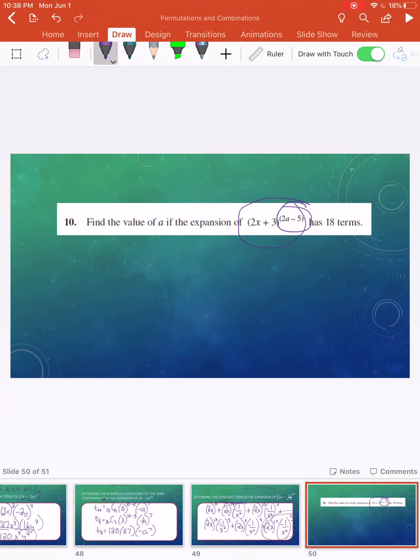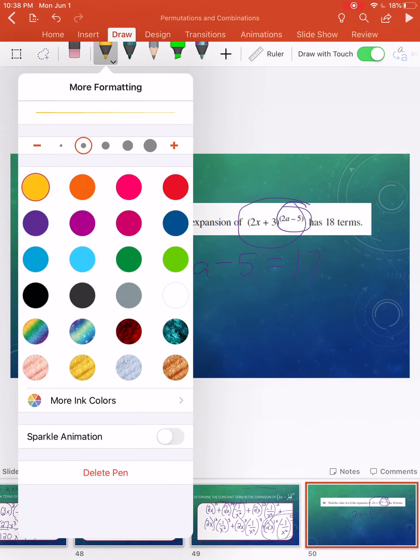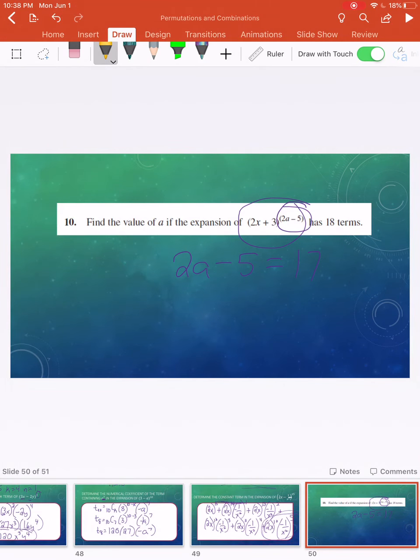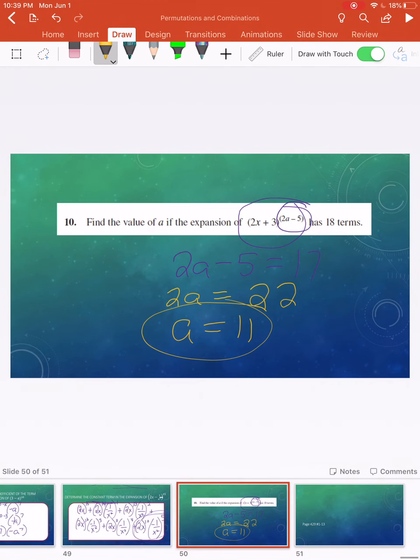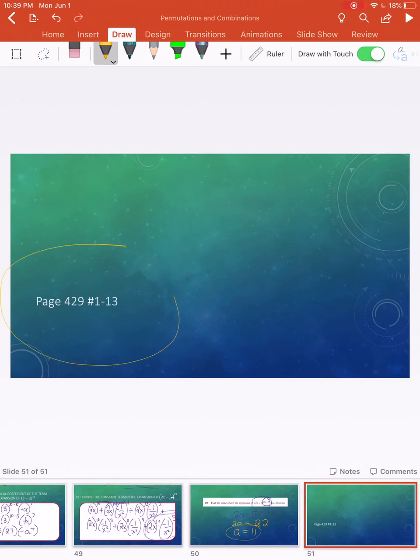So that means 2a minus 5 has to equal 17. Now that we know this, it's pretty much grade 8 math here. We're just solving for a. So I'm going to add that 5 to the other side and get 22. Divide by that 2 and I end up with 11. So a equals 11. Definitely try some questions here. Make sure you understand how the binomial distribution works and let me know if you have any questions about it.